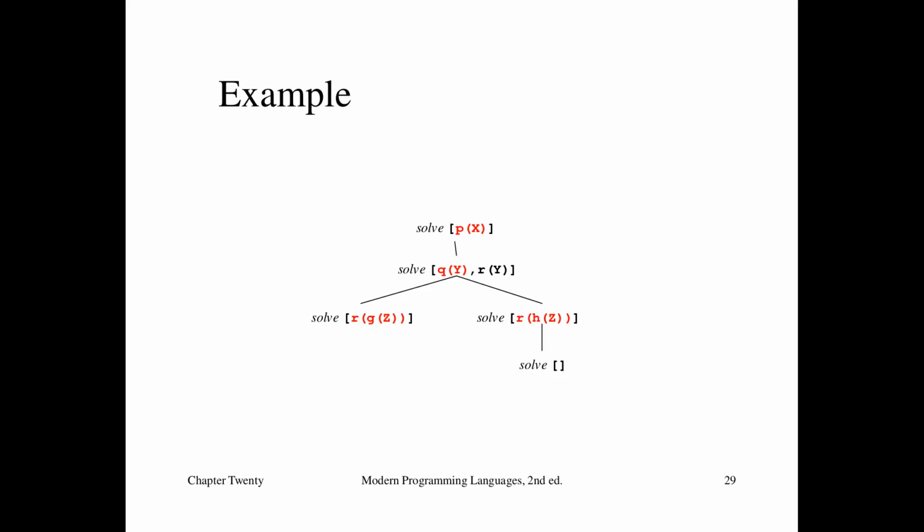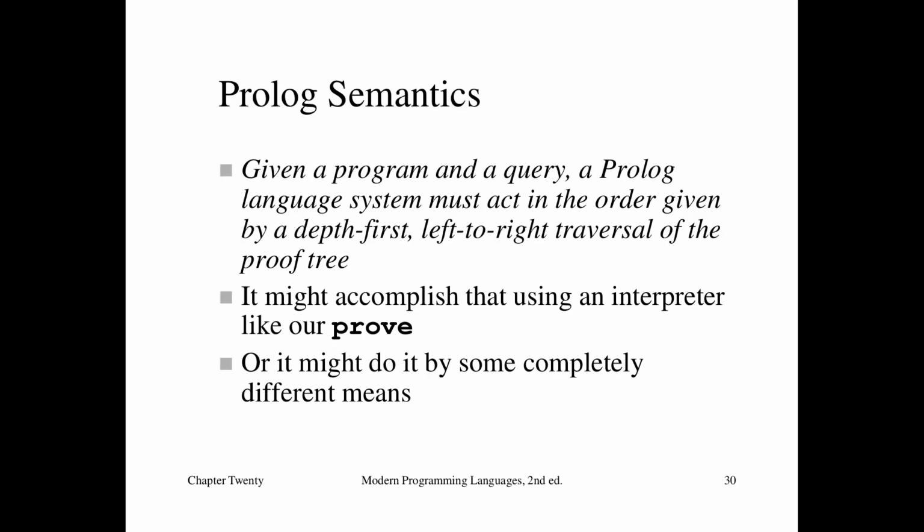So now that we have that, we have a very efficient way of reaching the end node. So Prolog semantics: if we're given a Prolog program and a query, a Prolog language system must act in the order given by a depth first, left to right traversal of the proof tree, and it might accomplish that using an interpreter like ours, or it could use some completely different means, which may be far more efficient than the recursive traversal of a tree.